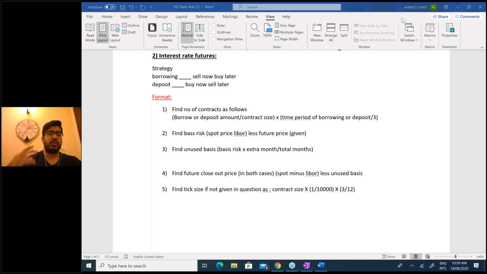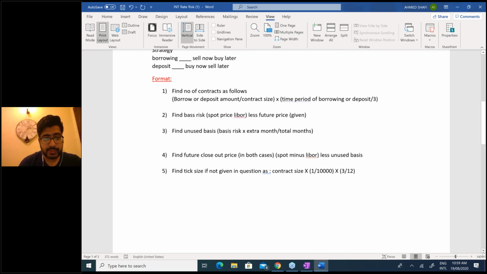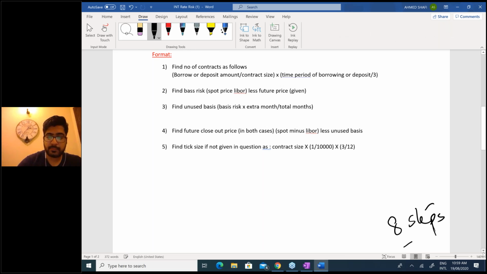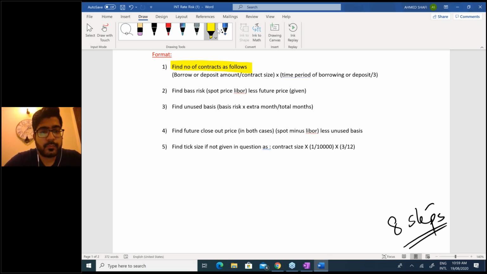Okay. So what is the format of interest rate futures? Interest rate futures requires 8 steps to be shown in exam. The first step, find number of contracts. What is the formula of number of contracts? It's borrow or deposit amount over contract size into time period of borrowing or deposit over 3.